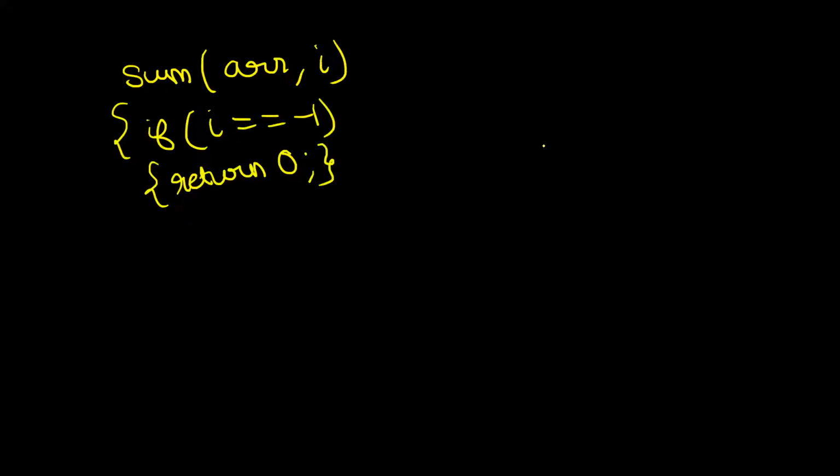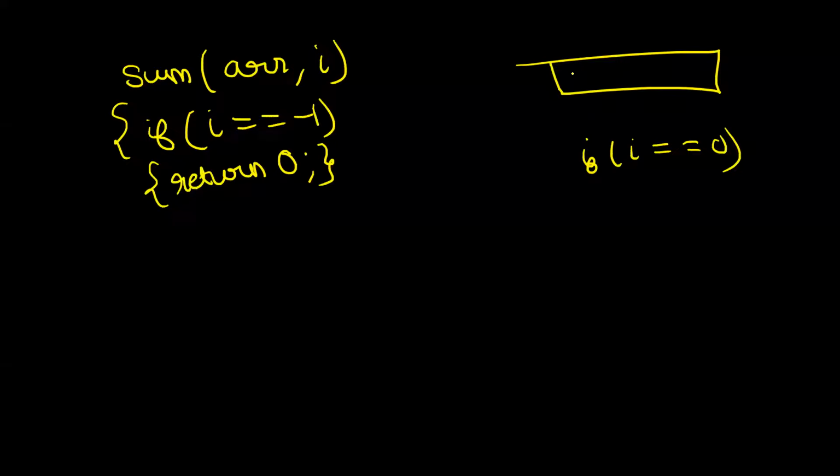Or, like Aaron pointed out, if I want to make index 0 the base case, then you can do something like this. If I is equal to 0, I want the summation of all the array elements from index 0 till index 0. What is your answer? Return ARR of 0. Is it making sense? This can also be your base case. Anything that you want, right? Okay. Now let's come back. If I is less than 0, return 0. Yeah, that also works fine.